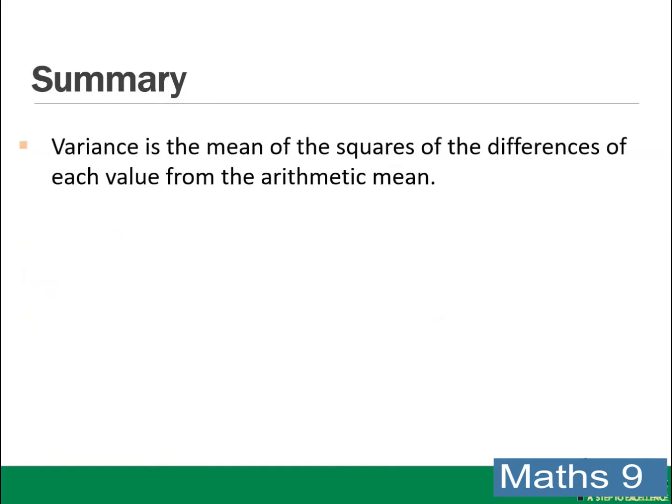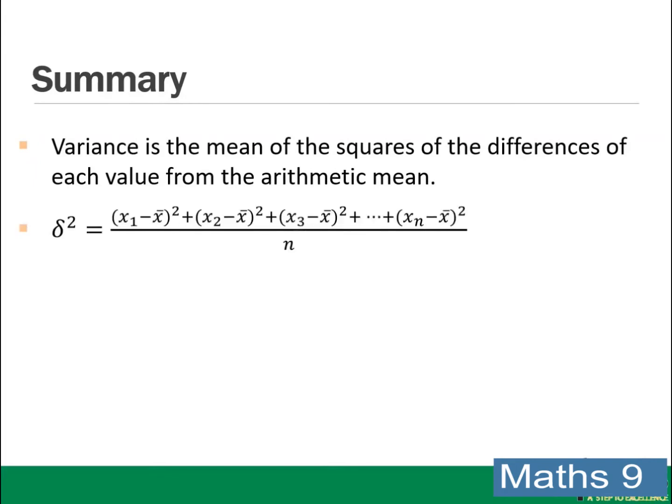The variance is the mean of the squares of the differences of each value from the arithmetic mean. It can be calculated using this formula: delta squared is equal to the squared differences of each value from the mean, all added together and divided by n. Or delta squared equals the sum of x minus x bar squared all over the sum of the frequencies. And in the case of a frequency table, it's the sum of the frequencies multiplied by x minus x bar squared, all divided by the total frequency.